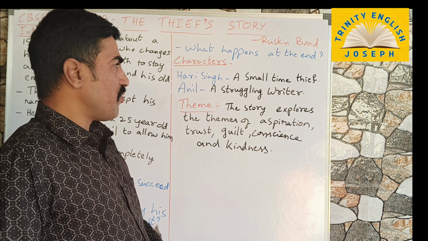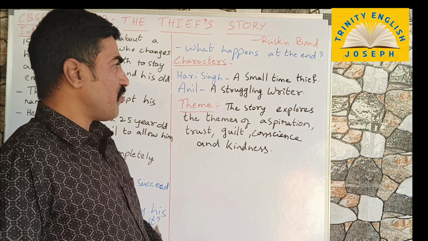And friends, if you just look at this particular lesson, The Thief's Story is about a 15-year-old thief who changes his name every month to stay ahead of the police and his old employers. This time he kept his name Hari Singh. He goes on to ask a 25-year-old writer named Anil to allow him to work for him. And here, Anil trusts him completely and employs him.